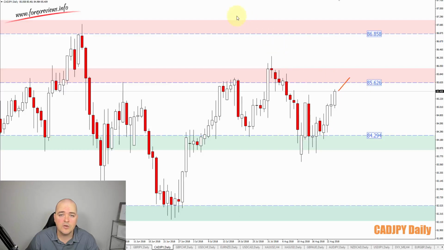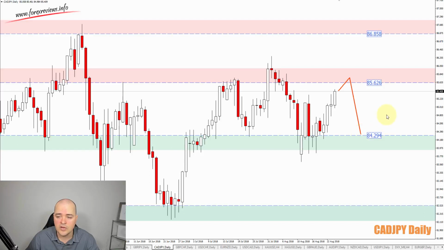And it's also an area on this market where I'm just looking for bearish evidence in this area. And if I see right bearish evidence in this area, then potentially looking for a move all the way back down to the 84.29 zone area to the downside.